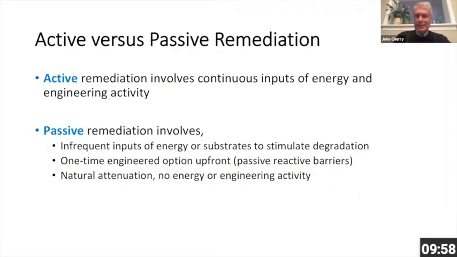Next slide, please. So, active versus passive remediation. Active remediation involves continuous inputs of energy and engineering activity, whereas passive remediation involves infrequent inputs of energy or substrates to stimulate degradation. One-time engineered options up front, passive reactive barriers, for example. Natural attenuation involves no energy or engineering activity, just monitoring. Next slide, please.